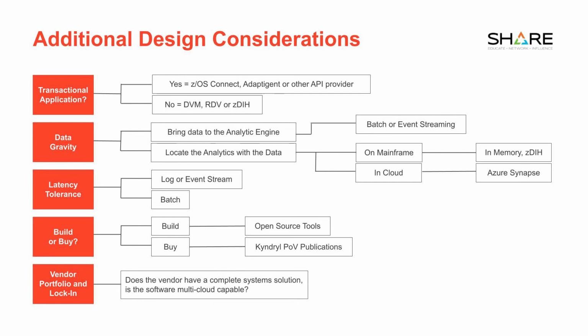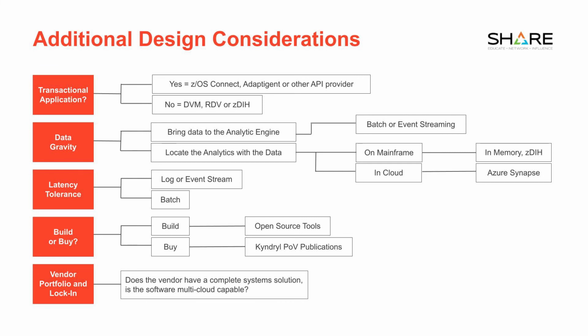Data gravity is the idea that large data sets attract a diversity of applications because of the diversity of information contained within them. However, because of their size, it may be difficult to move the data, and it may be expensive. So we have two options. We can bring the data to the analytic engine, that would be moving the data, and we would use batch or event streaming for this type of thing. Or conversely, we can locate the analytics where the data resides. When the data is on the mainframe, this is the use case for in-memory computing, such as ZDIH. And when the data is on the cloud, we would use cloud-based products such as Azure Synapse.